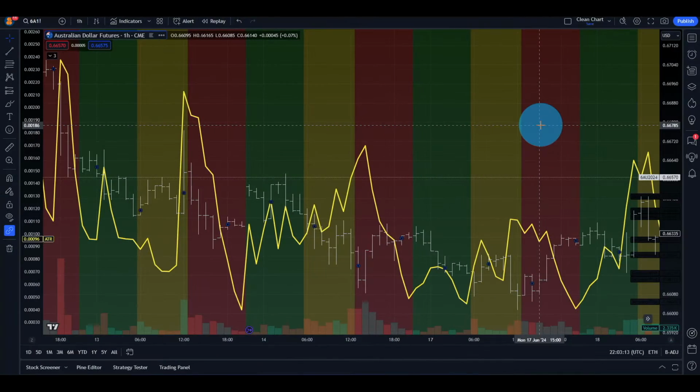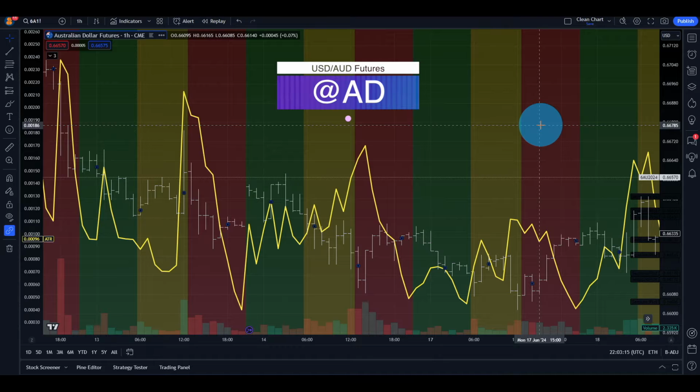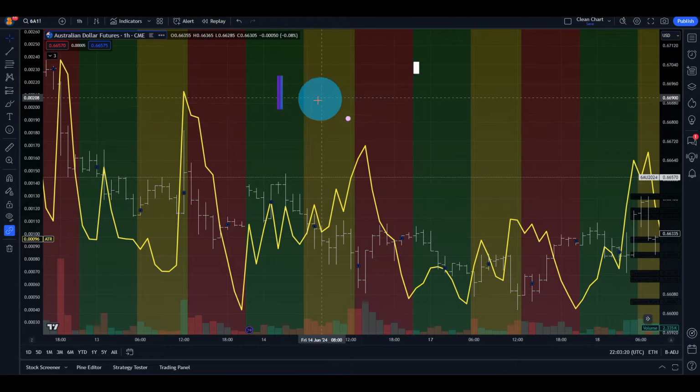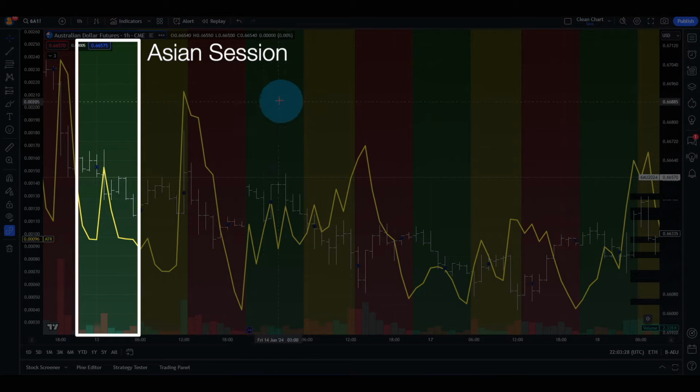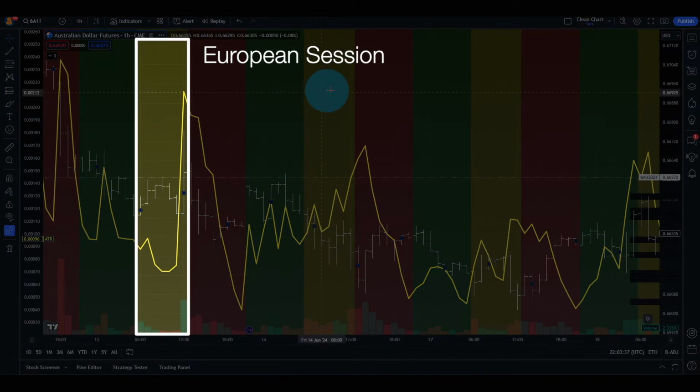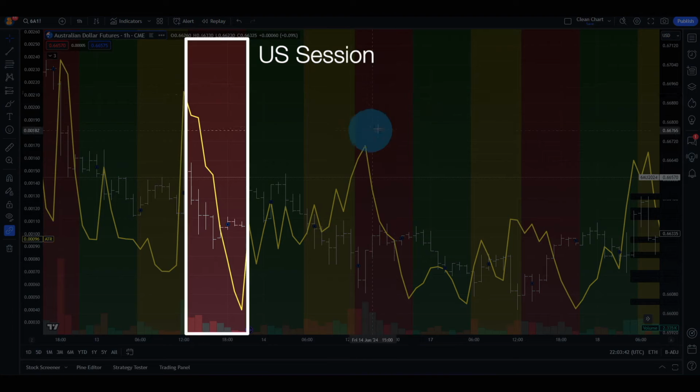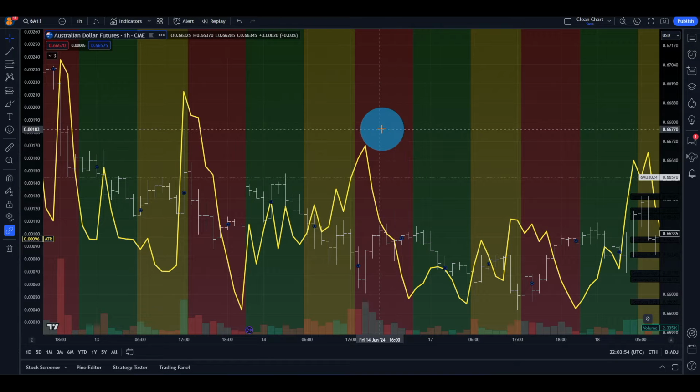So for example, I have the US Australian dollar here represented by futures. And in the background, I have an indicator that plots a different color for every session. So the green session is the Asian session. So this would be Japan, New Zealand, Australia, Hong Kong. And then the yellow part is the European session. So France, Germany, UK. And then the red part is the US session. So that will include Canada and the US and Mexico. Of course, they do overlap, and it's up to you to define where those sit.